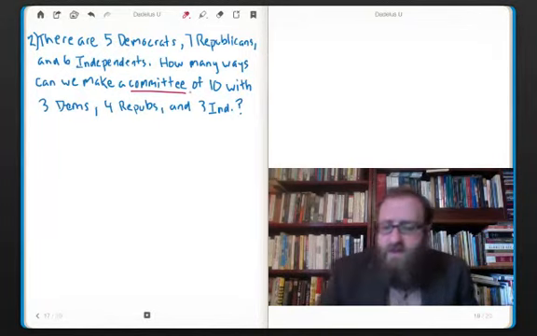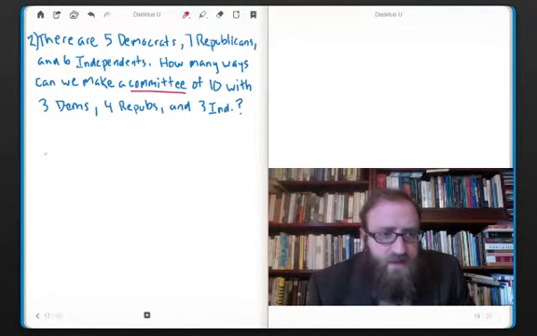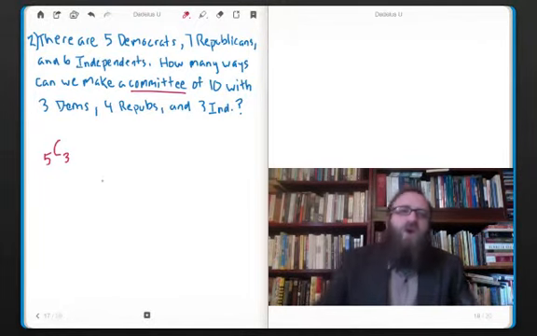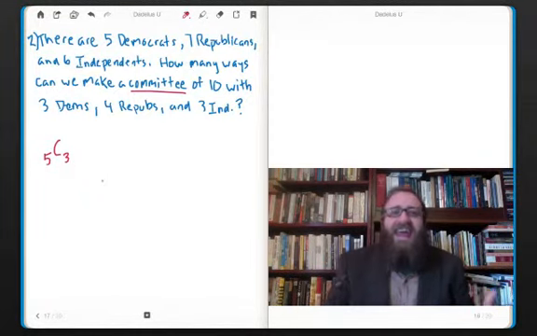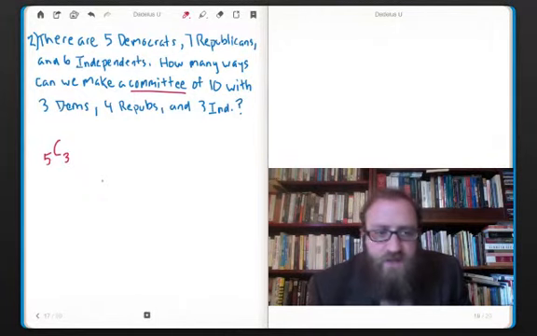We want to have 3 Democrats. All we do there is say we have 5 Democrats, and we want to choose 3 out of them. That'll give us all the different ways we can make a group of 3 out of 5 Democrats. Now, we want that and 4 Republicans out of 7. When you have "and" in probability, you always multiply. So 4 Republicans out of 7 is 7 choose 4.